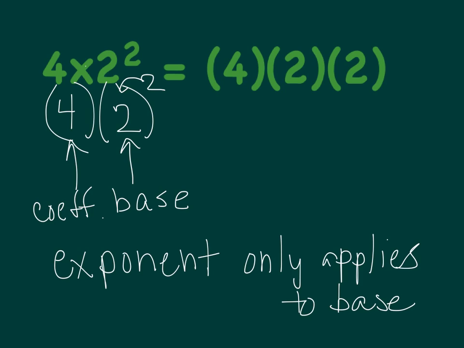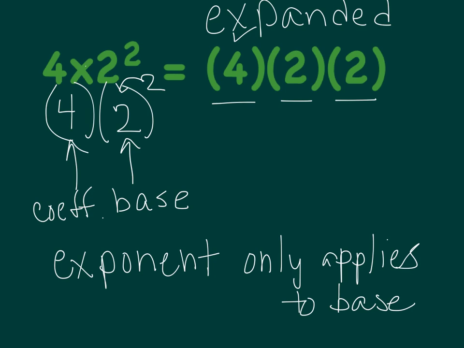So in this example, if we write this out in expanded form, what we see is we have the 4, and then we see that we're multiplying the 2 by itself twice, 2 times 2. So we have 4 times 2 times 2, which is really 4 times 4, which is 16.